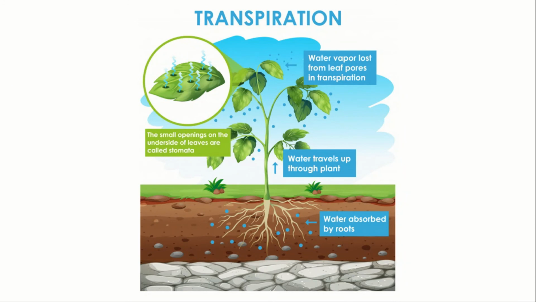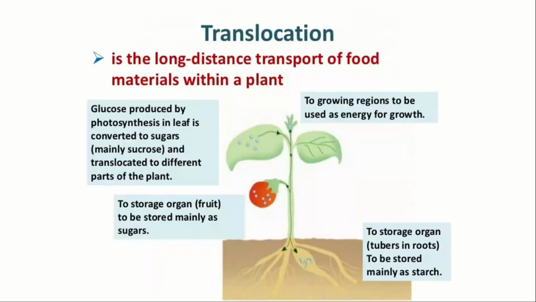In the transpiration process, water is absorbed by the root, water travels up through the plant, and water vapor is lost from the leaf pores, that is, from the stomata. The small openings on the underside of the leaves are called stomata. So this is the process of transpiration.